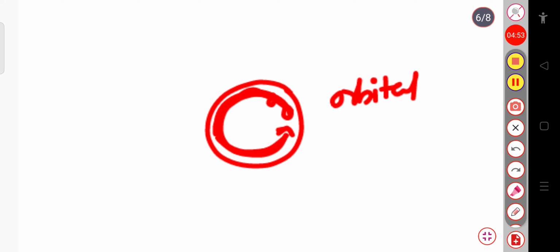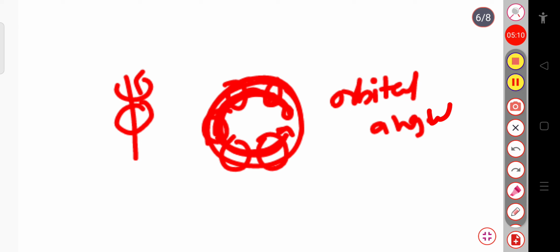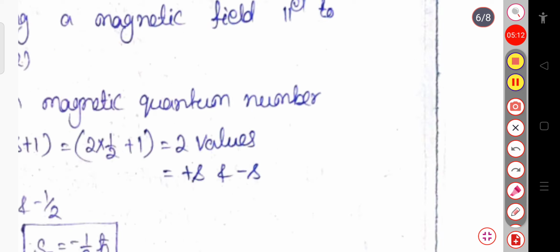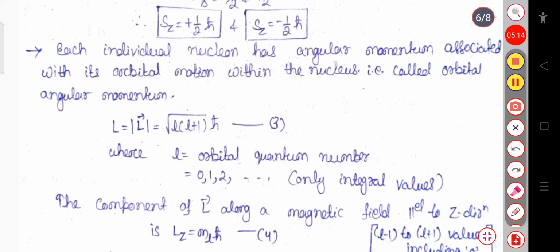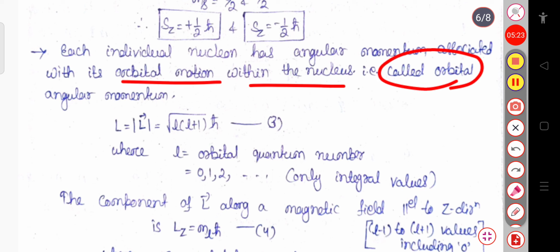It will possess orbital angular momentum because of its spin. That is, when it rotates about this axis, it will possess a spin angular momentum, and because of its orbital motion, when it moves in this orbit, it will possess orbital angular momentum. So now we can say each individual nucleon has the angular momentum associated with its orbital motion within that nucleus, and that is called the orbital angular momentum.